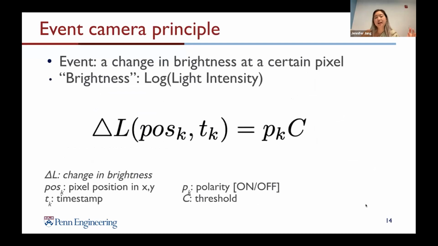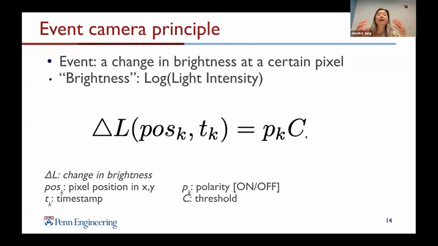So basically the entire point of an event camera is capturing these events where you change this model. An event is just a change in brightness at a certain pixel. Brightness is a very loose term, but here what we mean is the log of light intensity. Explaining this equation over here: the change in brightness at position x, y at a given timestamp is equal to the polarity, which means did the light turn from dark to light or light to dark, times the threshold C.